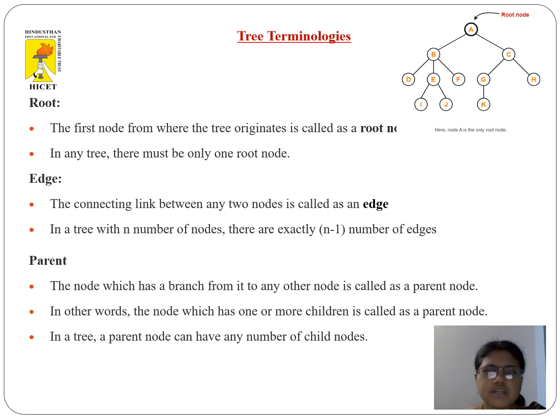Here, in the example given, node A is the root, and the link which connects A with B and with other child nodes is termed as an edge. Parent. The node which has a branch from it to any other node is called a parent node. In other words, the node which has one or more children is called a parent node. In a tree, a parent node can have any number of child nodes. In the example, except I, J, K, F and H, all other nodes can be termed as a parent node.